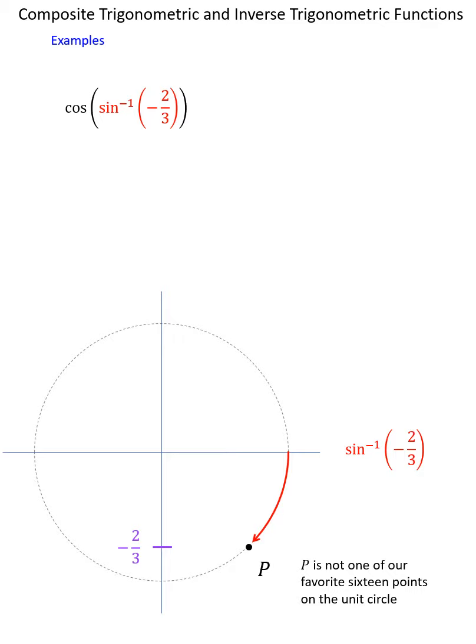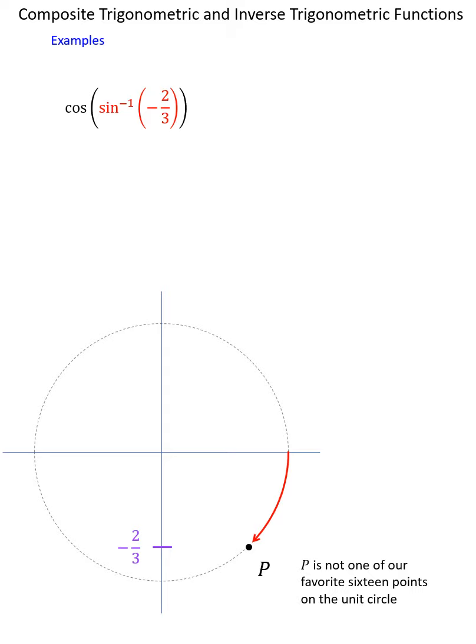So it turns out you could compute the inverse sine of negative 2/3 and get a decimal approximation on a calculator. That's not what we're interested in here. We're interested in seeing if we can simplify the original problem without a calculator. So how am I going to go about computing the inverse sine of negative 2/3? You may see it in red at the top. How am I going to go about computing that if it doesn't correspond to one of my favorite 16 points on the unit circle? Well, in isolation, I wouldn't without a calculator.